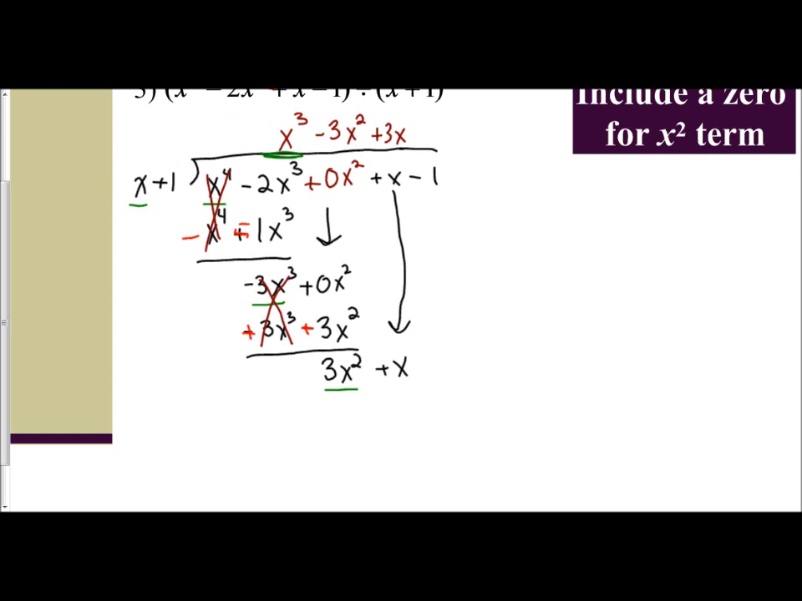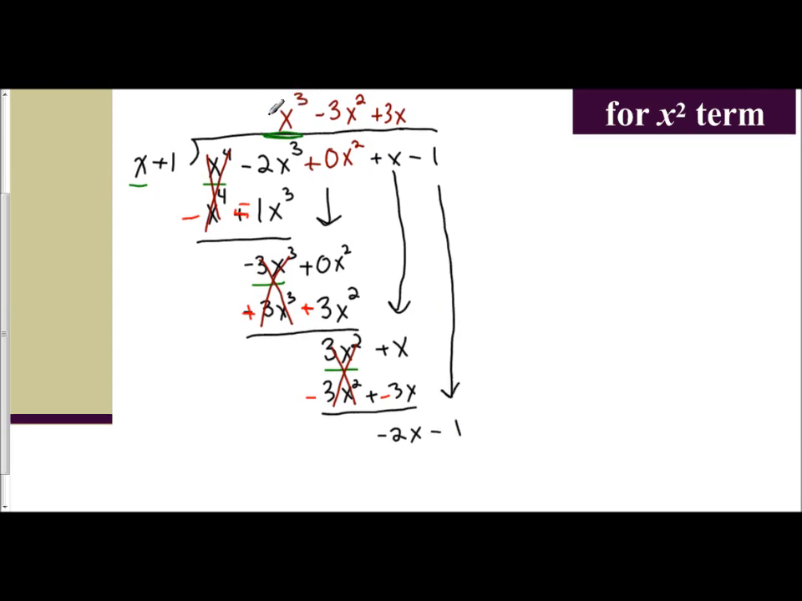Distribute 3x times x is 3x squared. 3x times 1 is a positive 3x. We want to subtract these expressions, so we're going to change the operations to the opposite. So the positive 3x squared here becomes a negative, and then you're adding a negative here. The first term is always going to cancel, and then you have x minus 3x, which is going to be negative 2x. You drop down the last term, which is a negative 1.